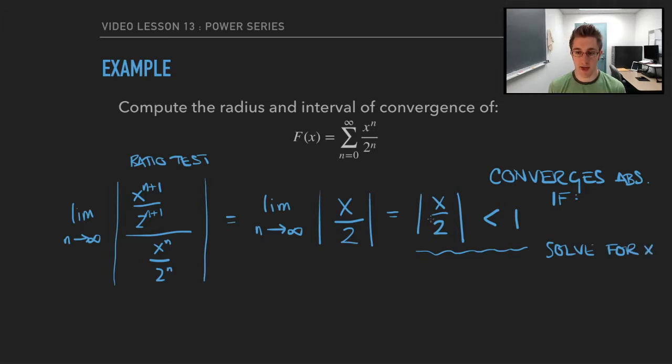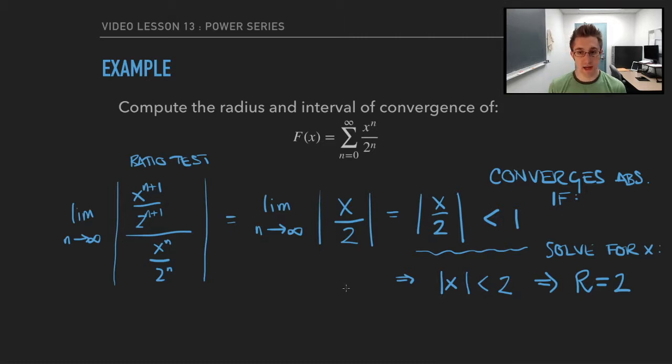All right, if the absolute value of x over 2 is less than 1, then I can multiply both sides by 2, and I get that the absolute value of x is less than 2. Now, what this is telling you is this series will converge if x is less than 2 in absolute value, and also if I put a greater than symbol here, the ratio test would tell me that this series diverges if x is greater than 2 in absolute value. So we get that the radius of convergence of this series is 2. It's the number here.